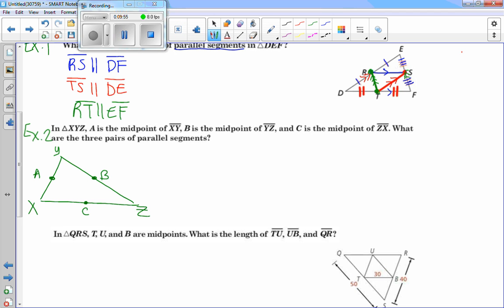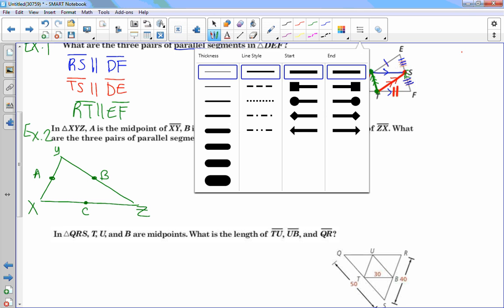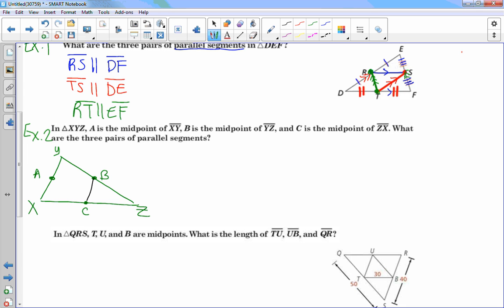Jasmine, if you can tell me one pair. Okay, hold on. CB, right here. That's called what again if we join the midpoints? What's the vocabulary? If we join the midpoints, we get a segment. So CB is parallel to what? The XY. And you want that with the arrow.